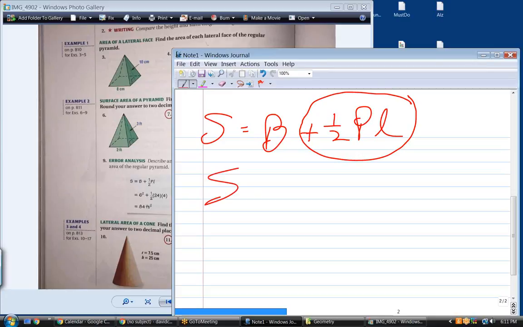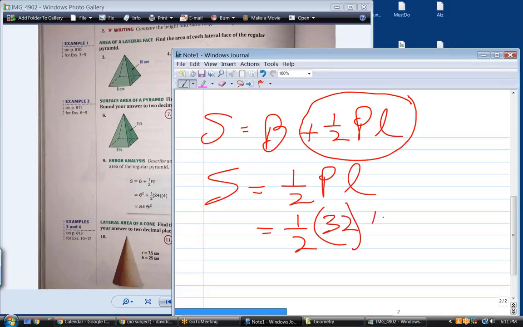So the surface area is just equal to 1/2 the perimeter times lambda. What's the perimeter? 24, or no, 32. 32. Lambda is 10. So that's 160. And that's always in square centimeters. In other words, areas, whether they're surface areas or area of a two-dimensional thing, is always going to be in square units.